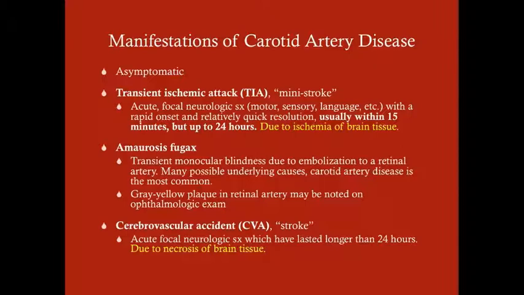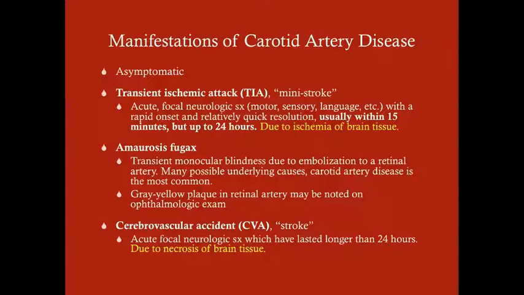Now, when we're working up a TIA or a stroke, it's going to be a little different than when we're just working up plain old carotid artery disease, and I'll refer to that in a little bit. And then amaurosis fugax is, like I mentioned, a specific type of TIA where you get this transient blindness in one eye, and that's caused from an embolism to the retinal artery.